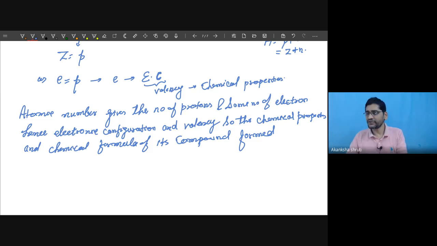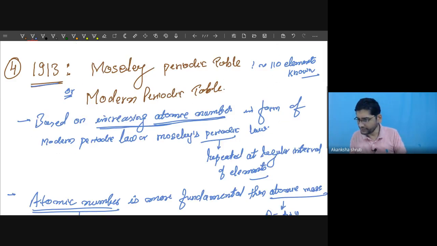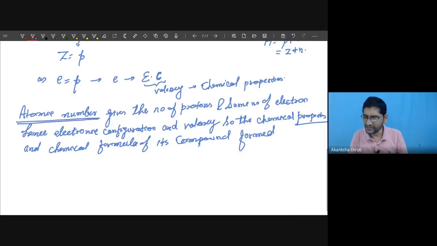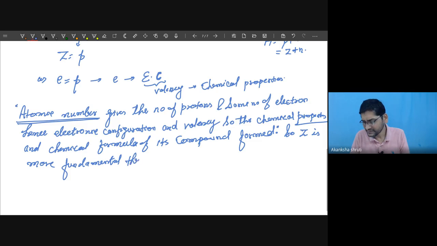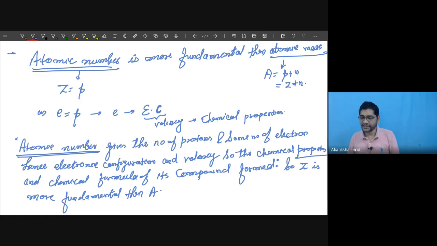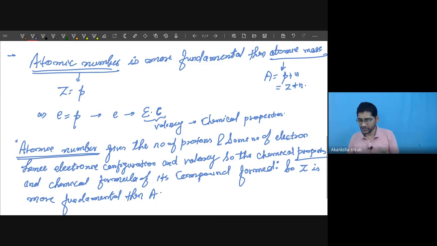Okay. Therefore, all the properties are known with the help of their atomic number. So this is the cause why atomic number is considered more fundamental than what? The atomic mass A. Okay, this is asked. Now students, what I am writing is all very important. Only those things I always used to write, what is even asked and about to be asked. So that's why please remember all this.